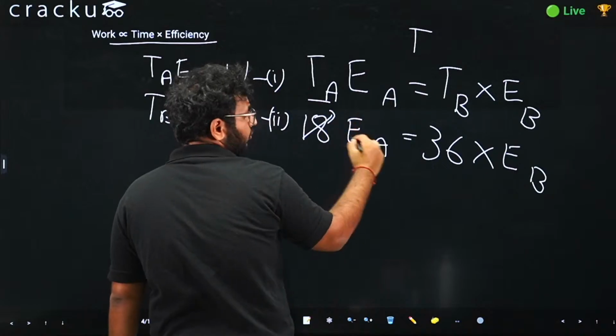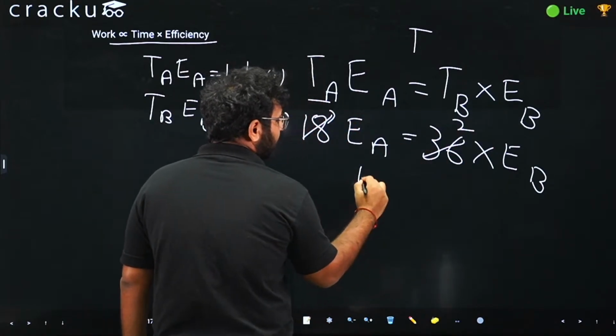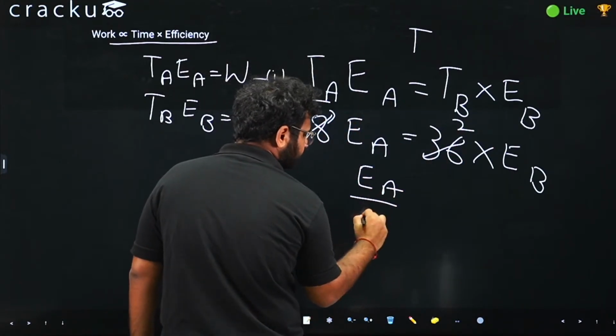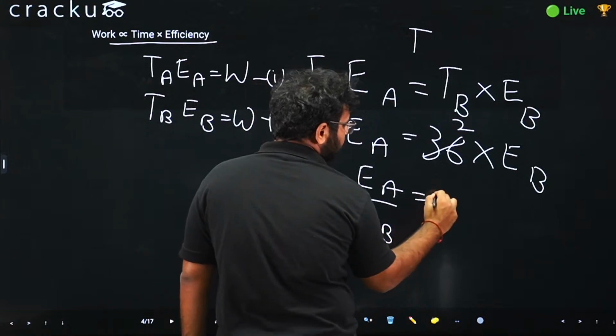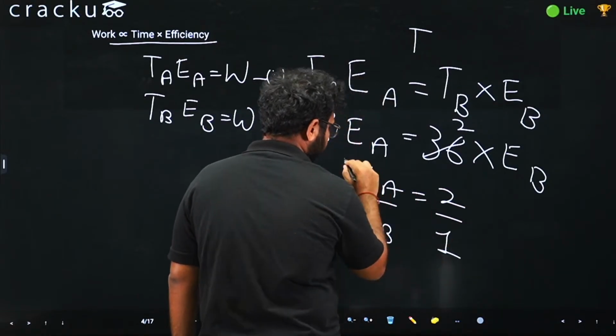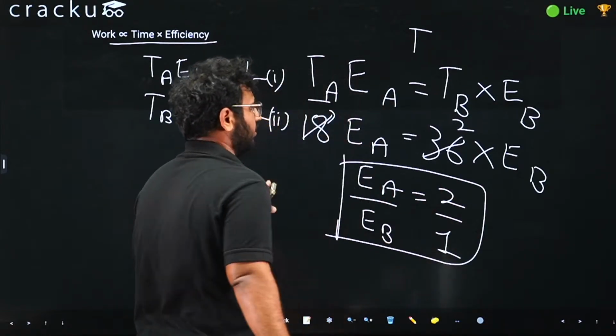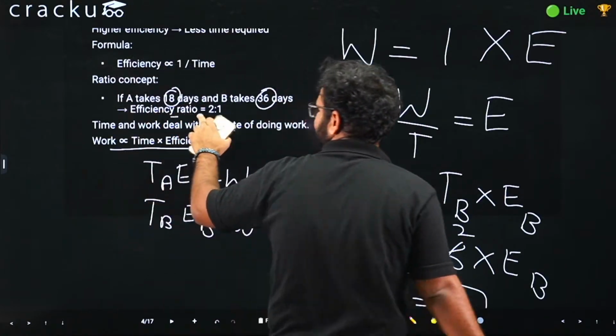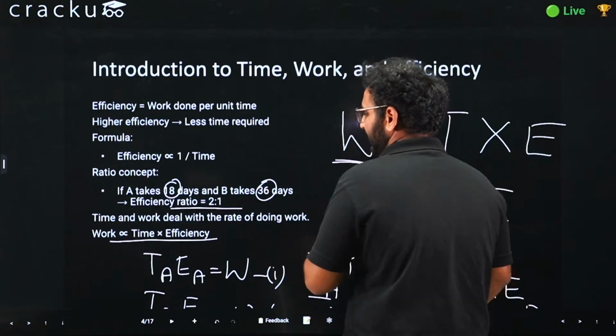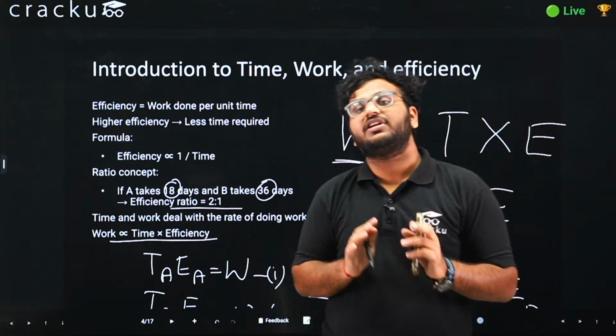So 18 twos are 36. So we get EA by EB is equal to 2 by 1. So the efficiency ratio is 2:1. This is the method which we need to do.